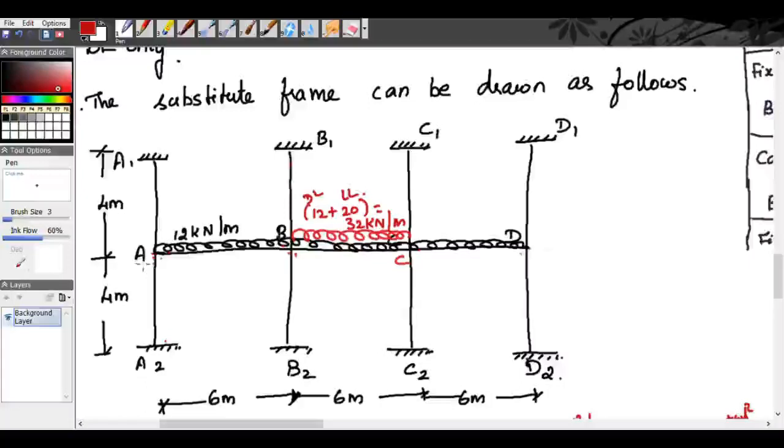Okay, so we know the stiffness, if the far end is hinged, it is 3EI by L, and if the far end is fixed, it is 4EI by L. We have already studied this, right? But now for the relative stiffness, we are not going to use this. The moment of inertia is not given in the problem. Therefore, let us assume that throughout the span we have uniform moment of inertia. So finding the relative stiffness, we will find the stiffness.